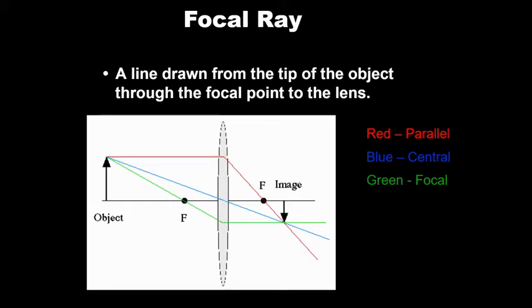Oftentimes, these 3 rays are very difficult to get to converge at the exact same point. Ideally, they should, but just because of our method of using rulers and pencils, it's often difficult to get all three to converge at the same point. And again, that is where our real image is formed, and we would describe this image as real, inverted, and smaller than the object.